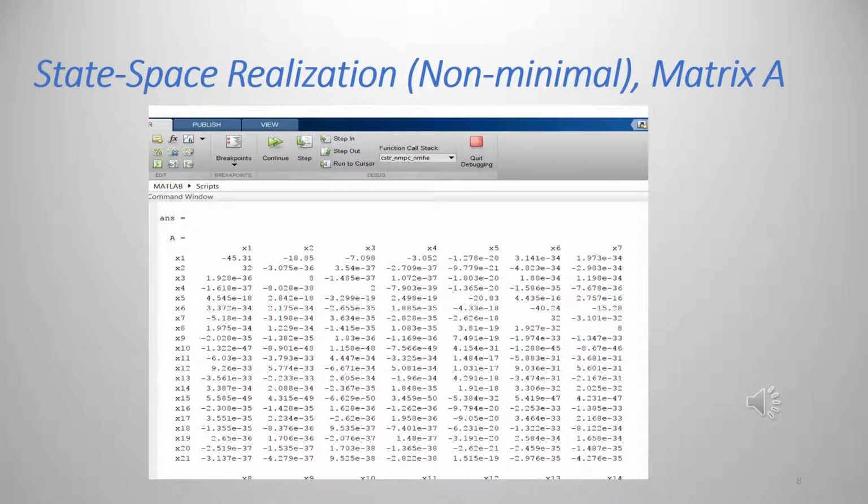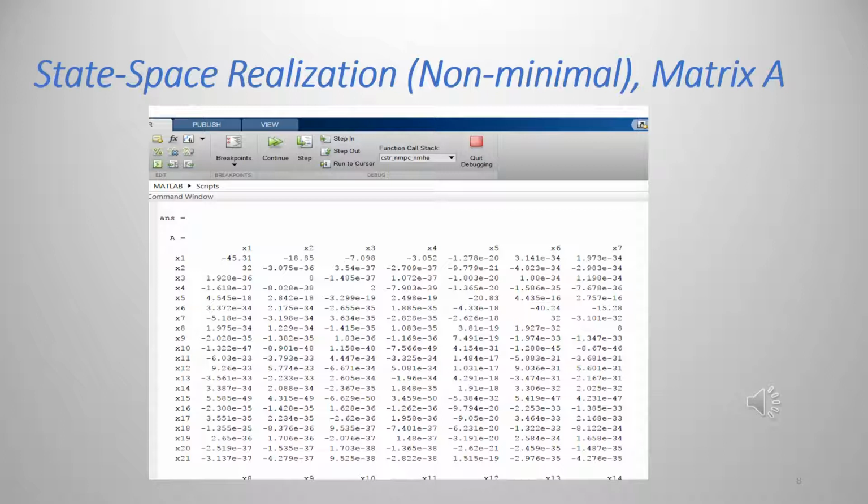The mathematical model presented in that paper is taken, and MATLAB is used to transform it into state space model. This is the matrix A. This particular realization is not minimal. As you see, those small numbers are very close to zeros. There are lots of zeros in this matrix. This is basically a sparse matrix.